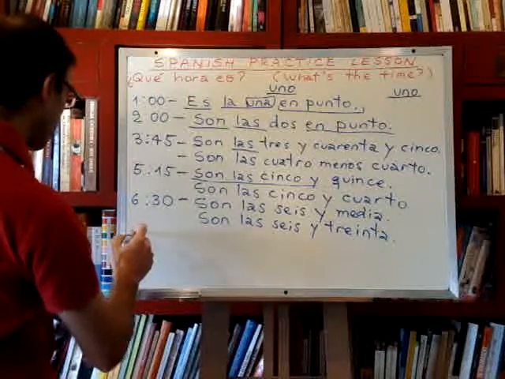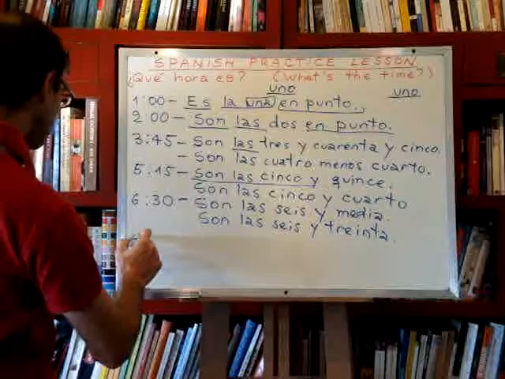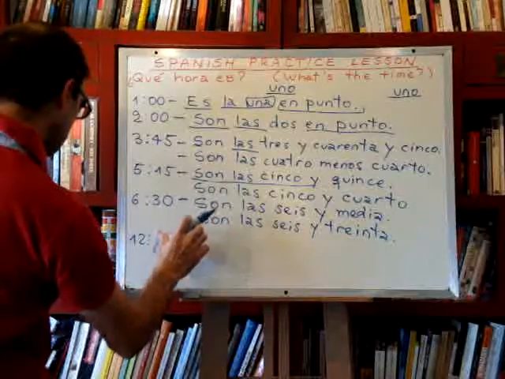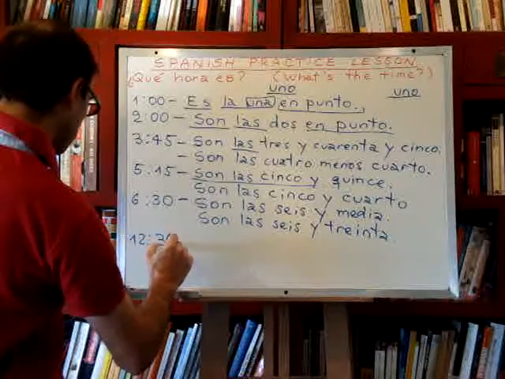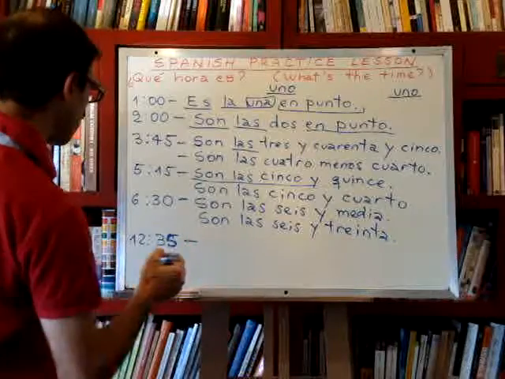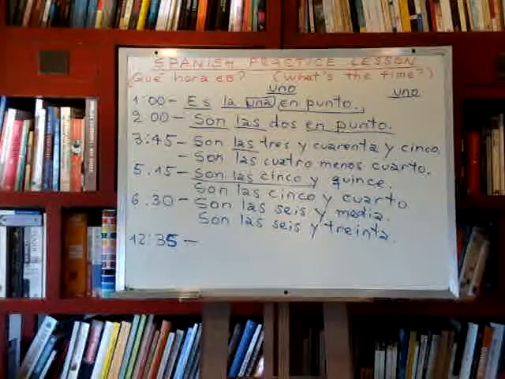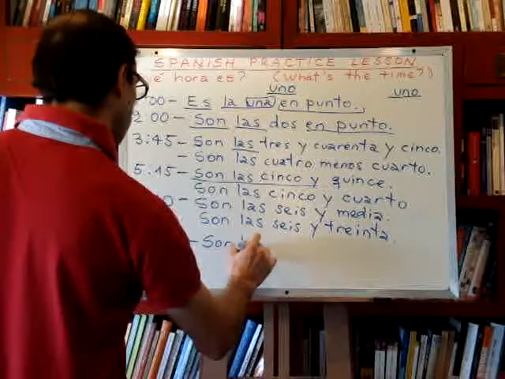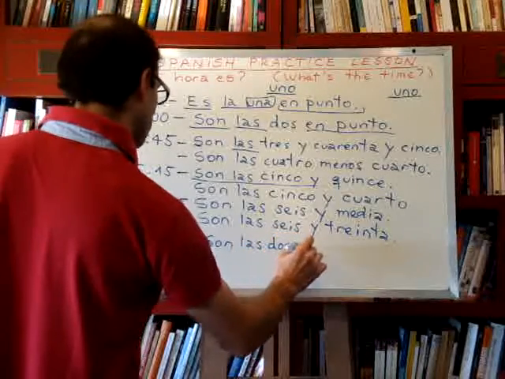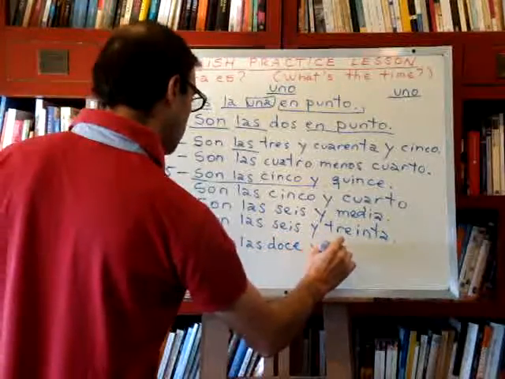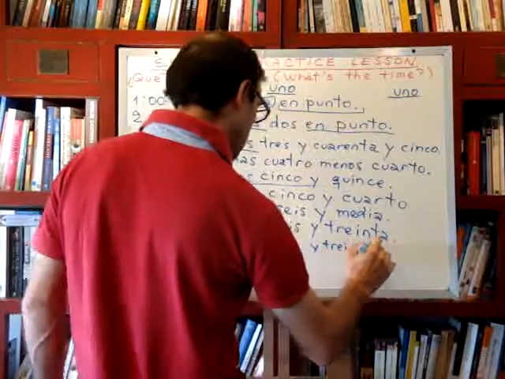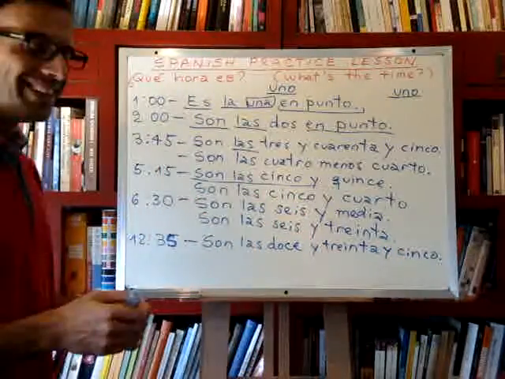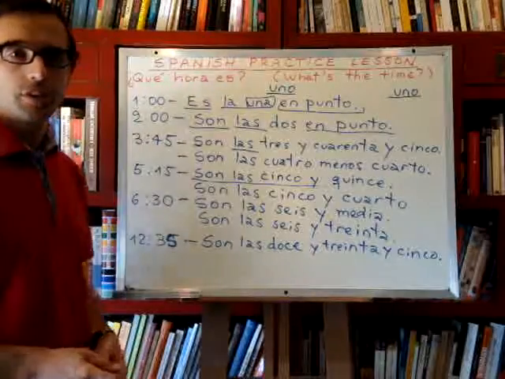And if we want to tell the time here, it's like this: 12:35, okay? So to say it is 12:35 in Spanish, we say son las 12:35, okay? Son las 12:35. It is 12:35.